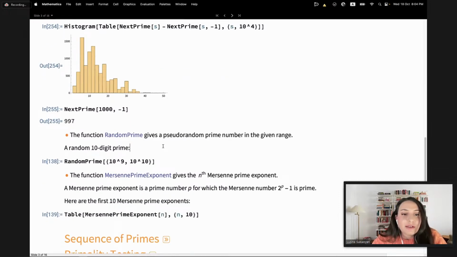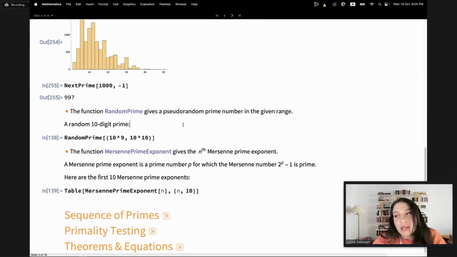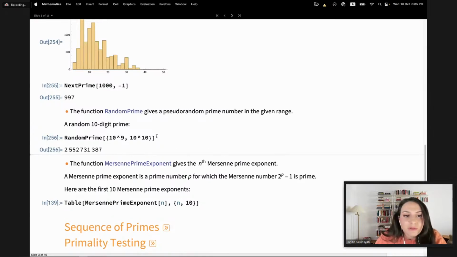The next function in this category is the function RandomPrime, which gives you a pseudo-random prime number in the given range. For example, you can find a random 10-digit prime by doing this: RandomPrime[{10^9, 10^10}]. Minimum value, maximum value. In this range, find a random prime number.